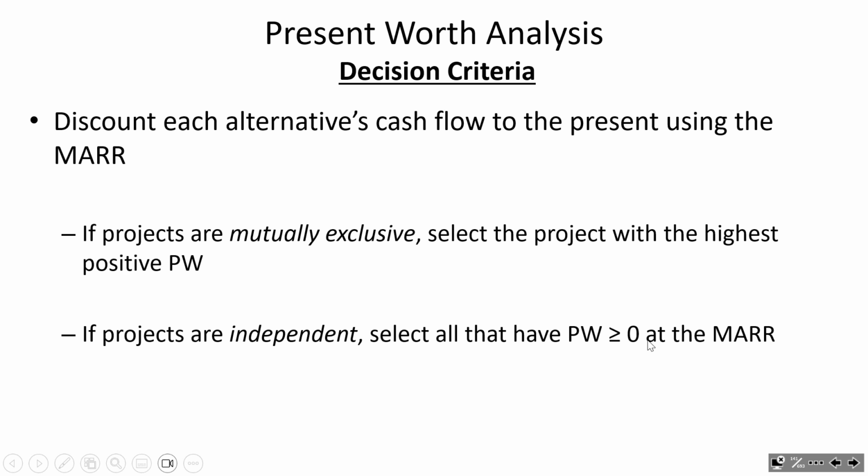What do you think you'd do in this first one here? It says, select the project with the highest positive present worth. What does it mean if you have a negative present worth? It means in debt, or it means there was more outflow than inflow. So you wouldn't want to do a project like that.